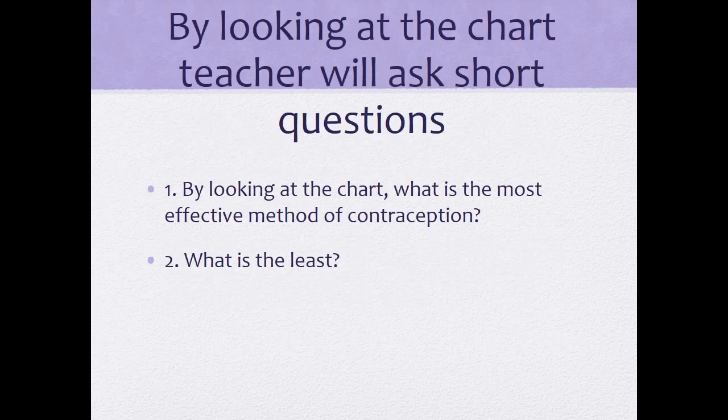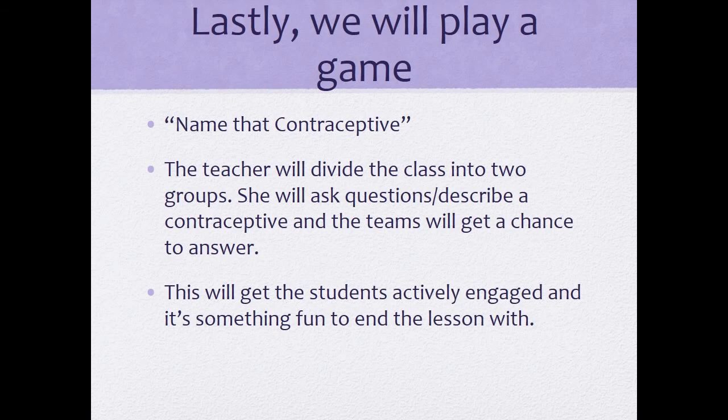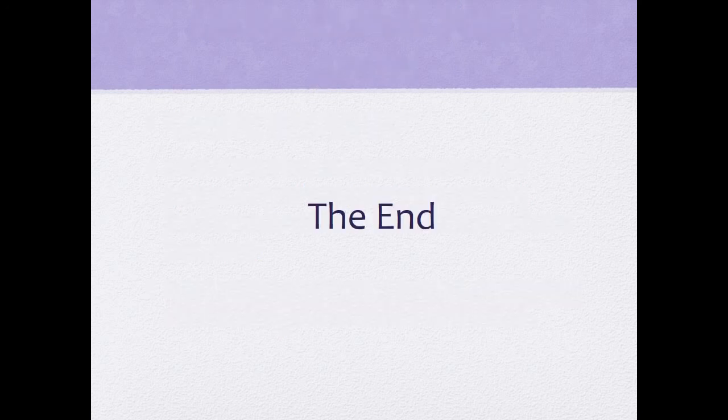By looking at the chart, teacher will ask short questions. 1. By looking at the chart, what is the most effective method of contraception? 2. What is the least? Lastly, we will play a game. Name that contraceptive. The teacher will divide the class into 2 groups. She will ask questions or describe a contraceptive and the teams will get a chance to answer. This will get the students actively engaged and it's something fun to end the lesson with. The end.